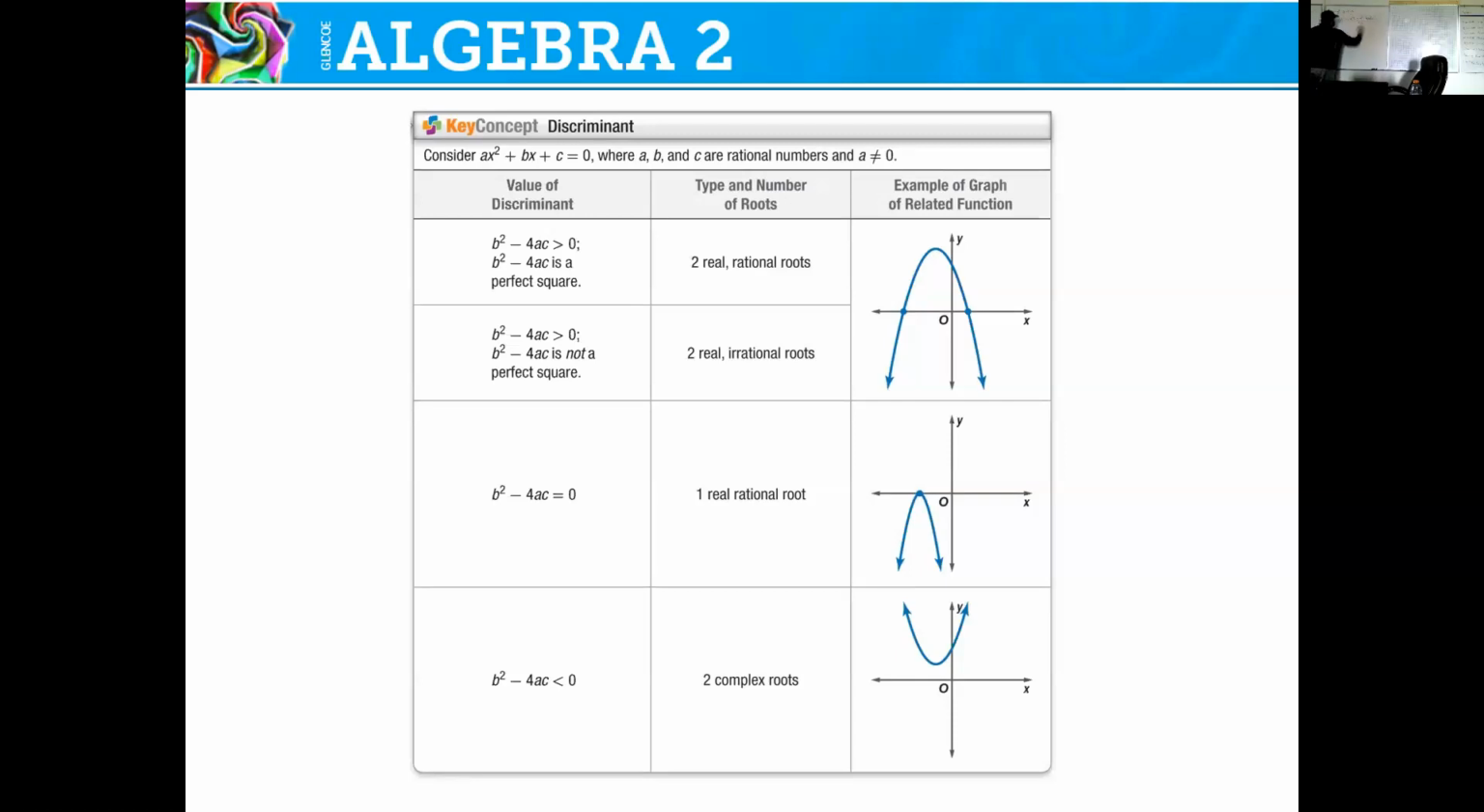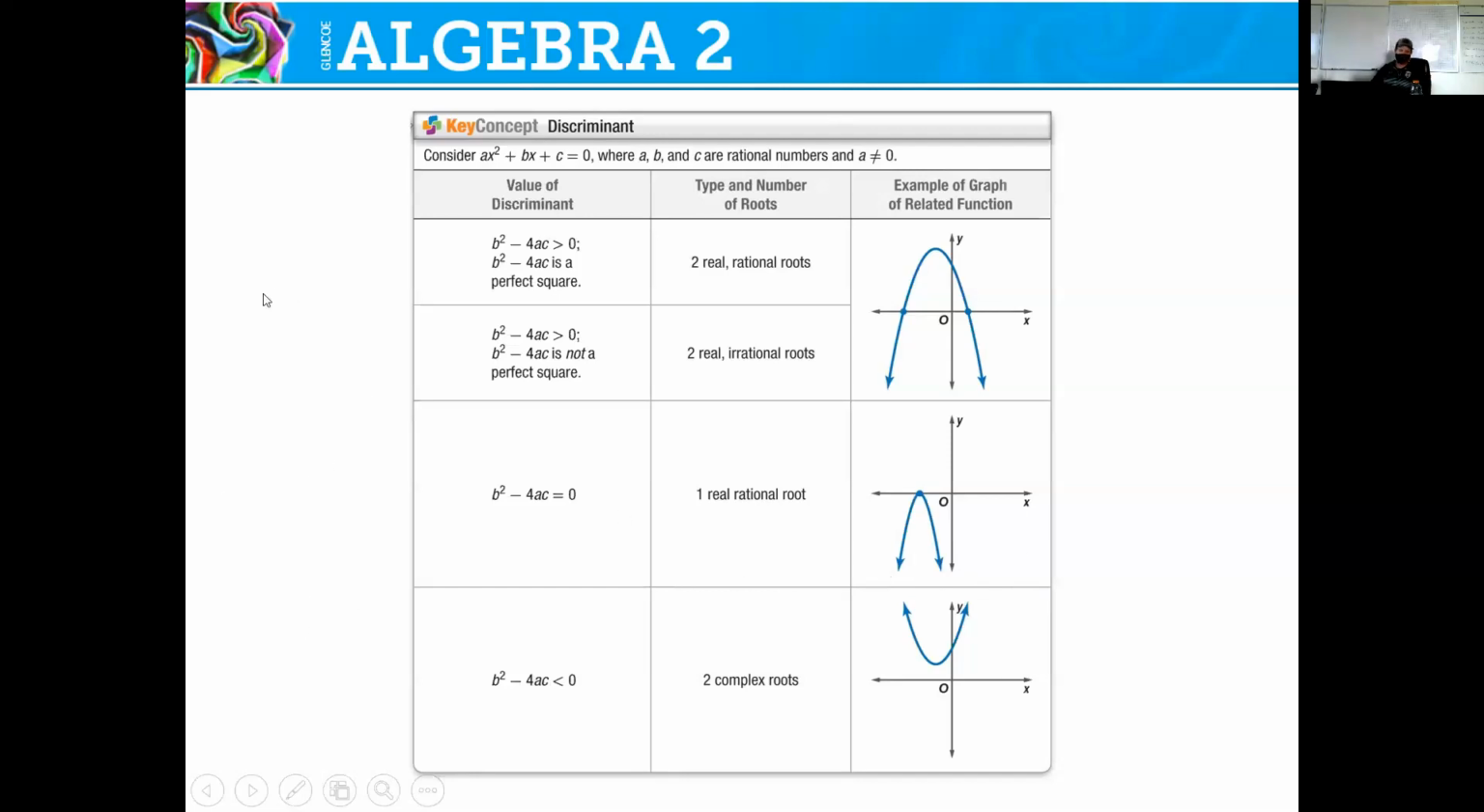If b squared minus 4ac is a positive number, but not a perfect square, then you have two real irrational roots. That's where the square root sign stays with you. You can't get rid of it, like the square root of 13 or the square root of 28. If b squared minus 4ac is equal to 0, you're going to get one real rational root where the vertex is on the x-axis. And anytime that b squared minus 4ac is a negative number, you end up with two complex roots. Those are the imaginary numbers where there is an element of i.